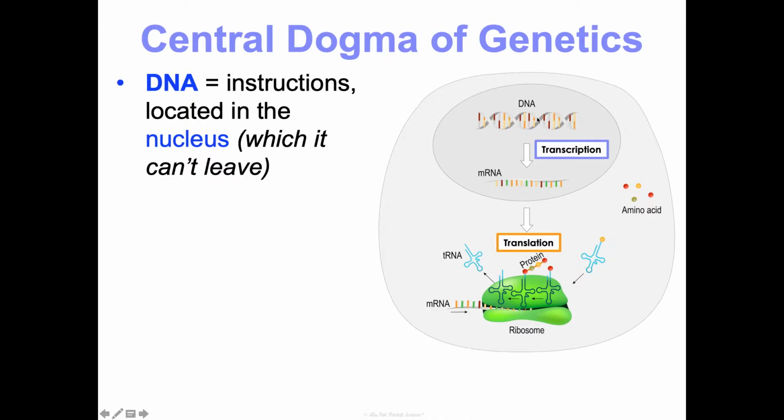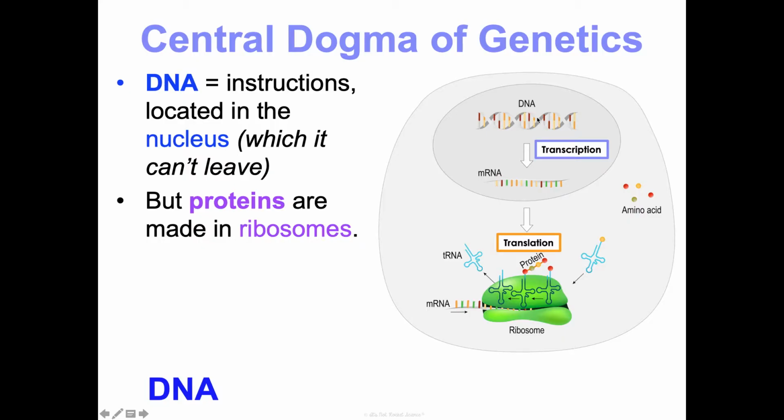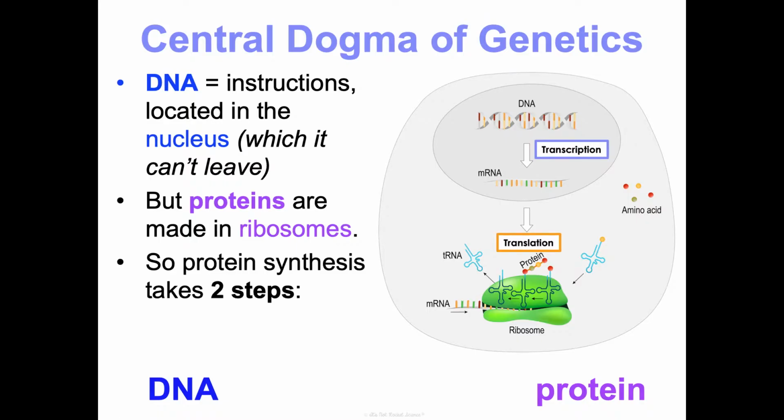But if you remember from Unit 2 cells, when we learned about organelles, proteins are made in ribosomes. Ribosomes are stuck on the rough ER or floating in the cytoplasm. So we have an issue. The instructions are in one location, and the actual result is in another location. So this process of protein synthesis takes 2 steps. First, we have to make a copy of the DNA that is small enough to leave the nucleus and go to the ribosome, and that is called RNA.